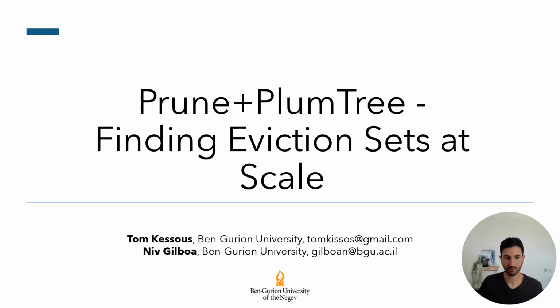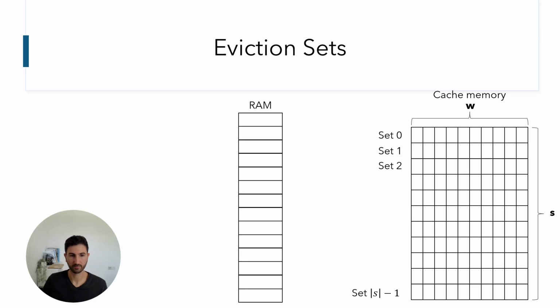This is a joint work with Niv Gilboa named Prune+PlumTree: Finding Eviction Sets at Scale. An eviction set is a collection of memory addresses that fill a single cache set. On the left-hand side, you can see the RAM memory, whereas on the right-hand side, you can see the cache memory. You can think about the cache memory as a table with S rows and W columns, each row named a cache set. The objective is to find a minimal eviction set.